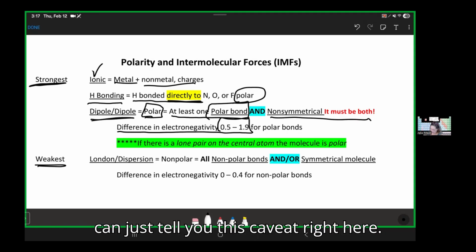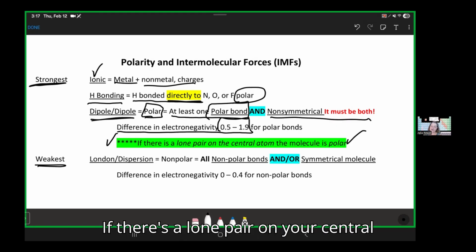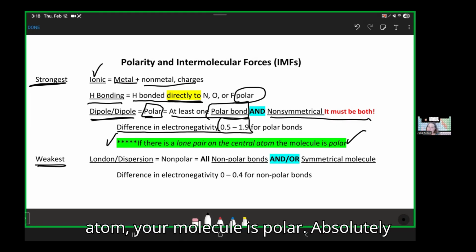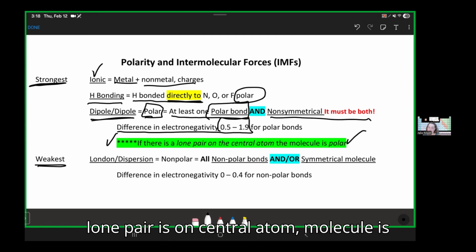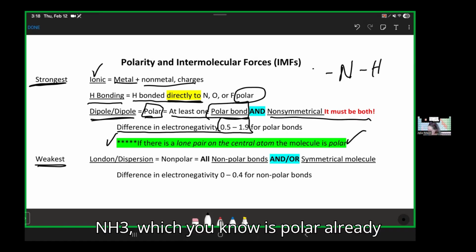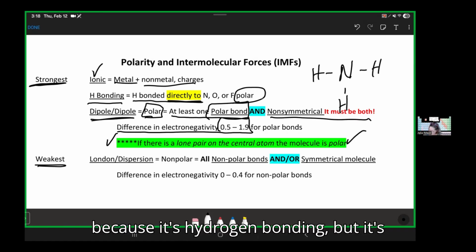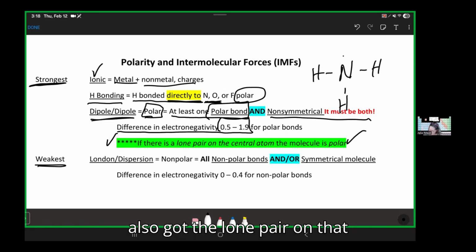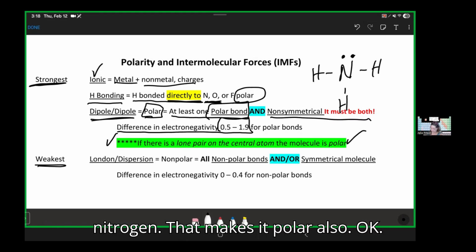Okay, and I can just tell you this caveat right here. If there's a lone pair on your central atom, your molecule is polar. Absolutely. Lone pairs on central atom, molecule is polar. So like if you had NH3, which you know is polar already because it's hydrogen bonding, but it's also got the lone pair on that nitrogen, that makes it polar also.